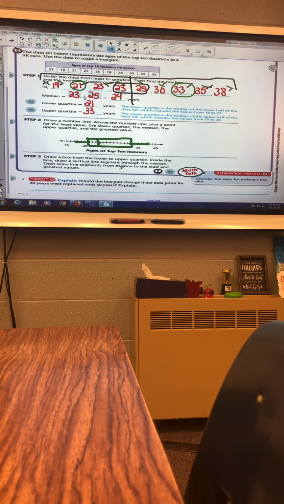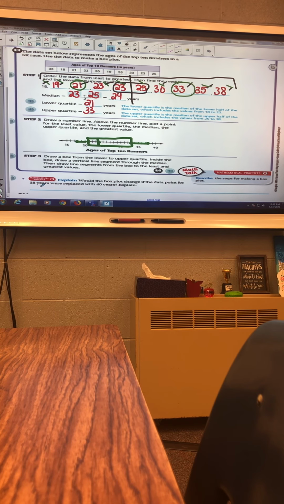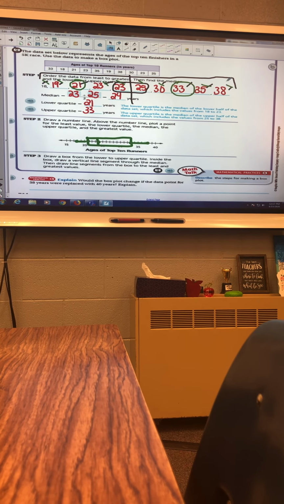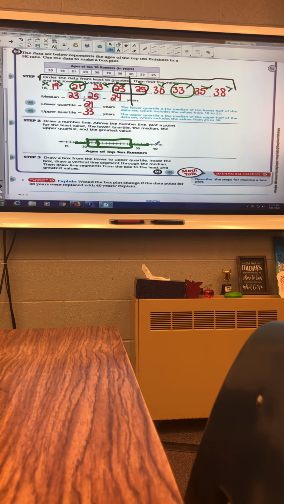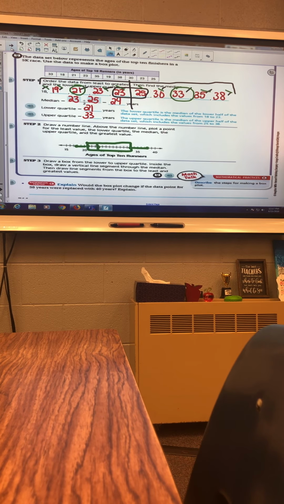All right. Would the box plot change if the data point for 38 years were replaced with 40? So if this did not say 38 and instead it was 40, your greatest value would be out here. So it would, in fact, change. Okay, let's just look at a little bit more.